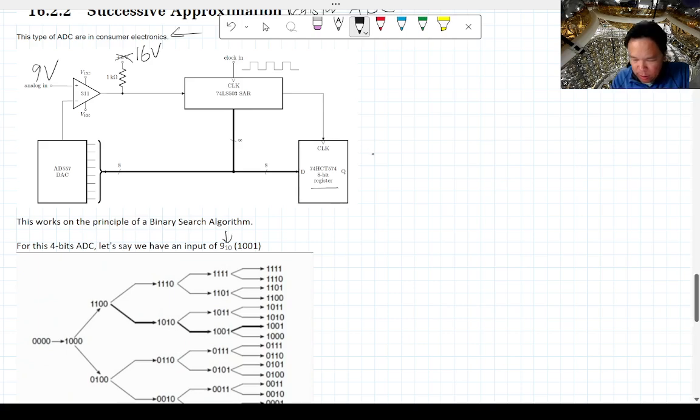So 9 is actually 1001, which is what's going to be recorded on these registers on the other side here. So let's see what happens. You have this 9-volt input, right? You go through this comparator that's comparing to something. The first time out, what's going to happen is it's just going to compare to 0. It's actually kind of a boring step.